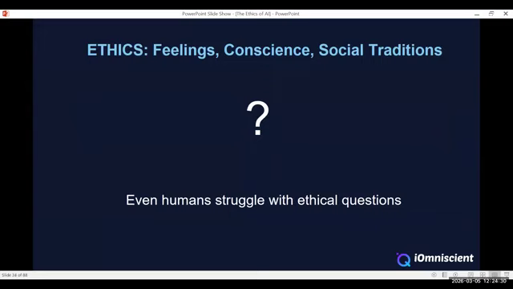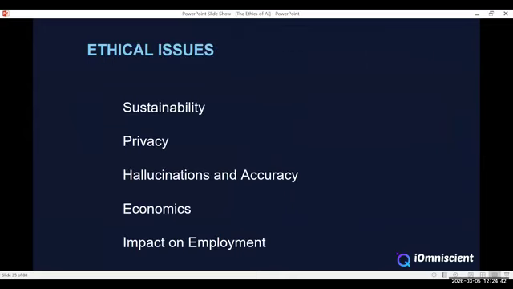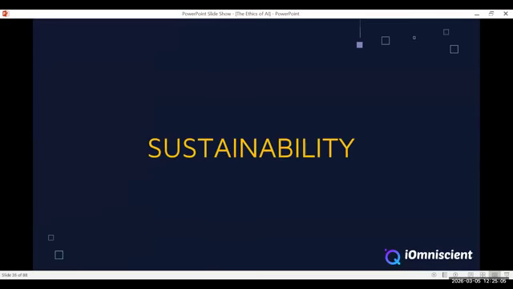So even humans struggle with the ambiguity of words, with ethical questions, and issues of what is right, what is wrong. So let's think in terms of several areas where AI can impact humanity. We worry about sustainability, privacy. How accurate are the systems? Can we rely on them? Do they impact our economics? Do they impact employment and things like that? So let's talk about sustainability.